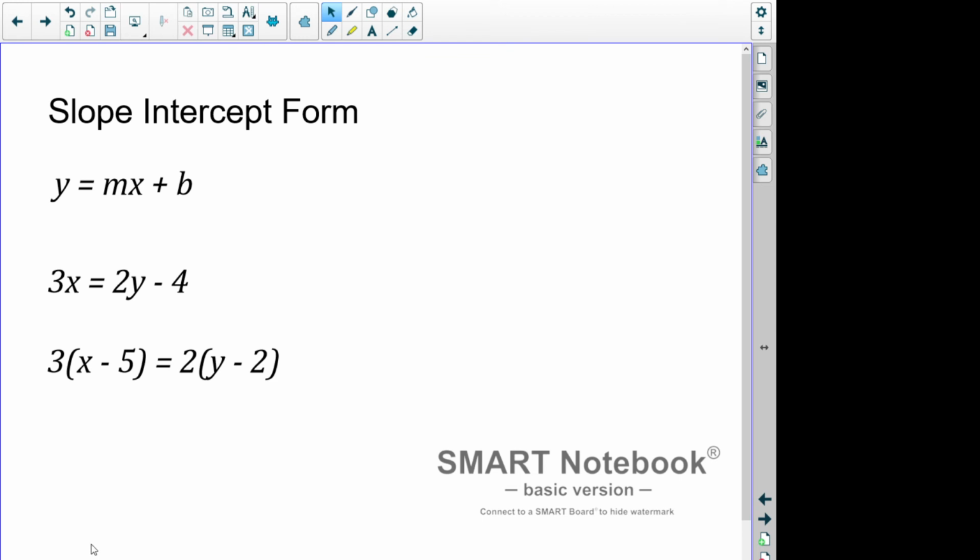They could be even more messed up than this. They could be all kinds of crazy things. You may have to do a lot of cleaning up, a lot of distributing and combining like terms and moving things around before you can actually get it into slope-intercept form. But I'd like to know just by looking at an equation if it's linear or not, and there's a simple way to do that.